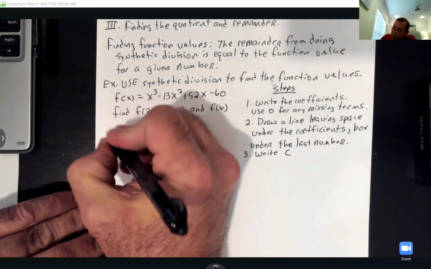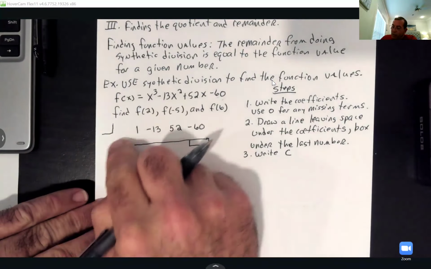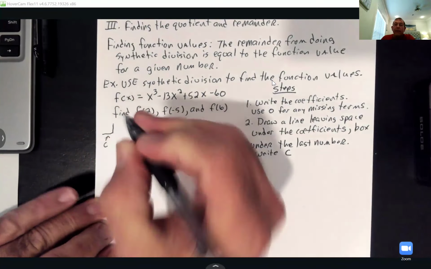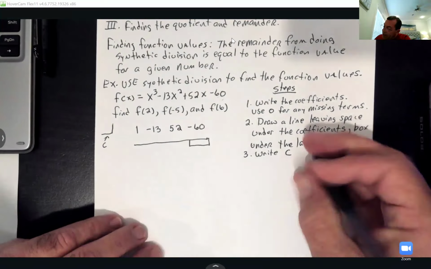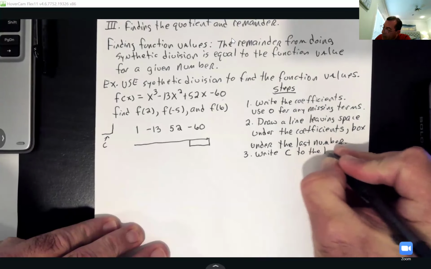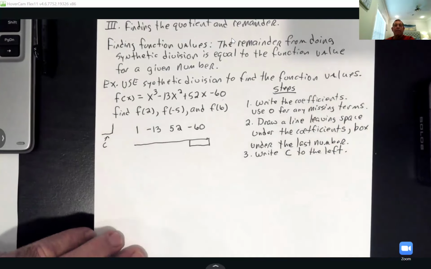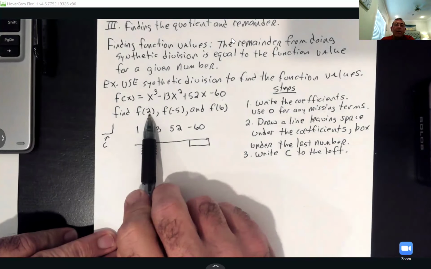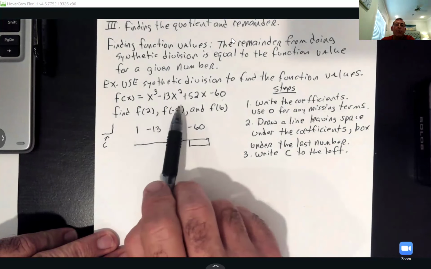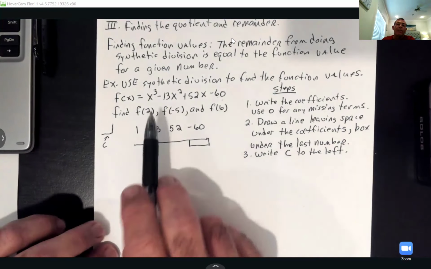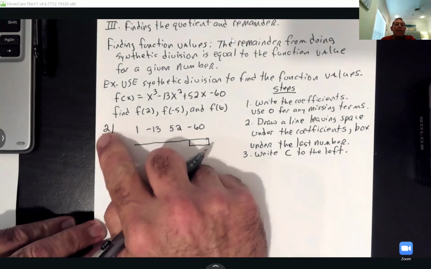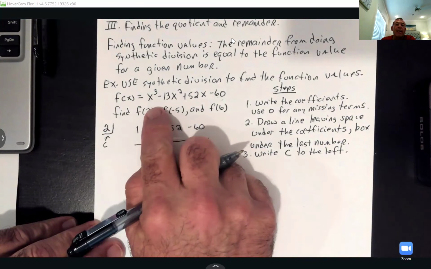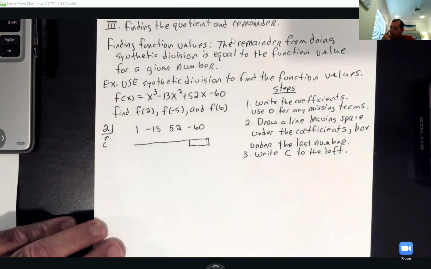Now, next, we write C. So I'm going to put a little half of a box over here. This is what we call our C. And C is basically what we're dividing by. Okay, so write C to the left. Now, C will equal each of these numbers they're wanting me to find the function value of. 2, -5, and 6, which means the first C I'm going to use is a positive 2. When you're finding function values, the C will keep the same sign as the number you're looking for, okay?